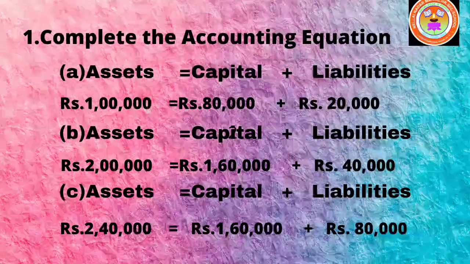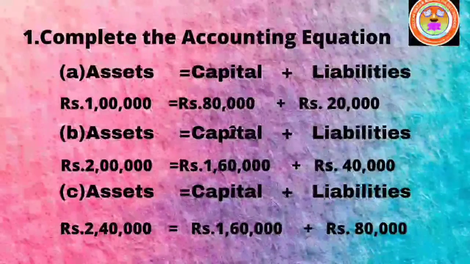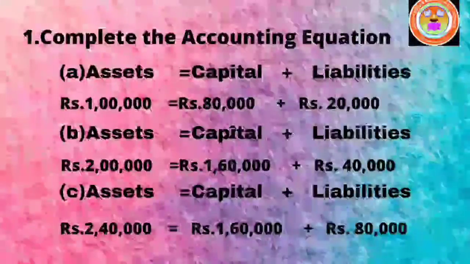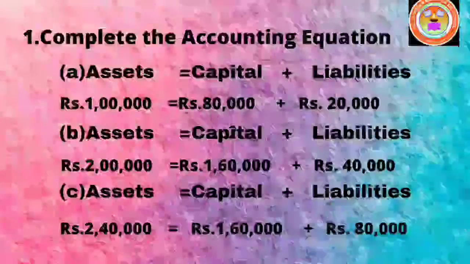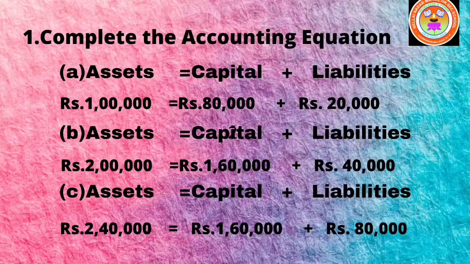We are going to learn accounting equation sums. Always we should do accounting equation based on the accounting equation approach. According to the accounting equation approach, we have one formula: assets equals capital plus liabilities. That is the formula. By applying this to the amounts available, we will find the missing figure.